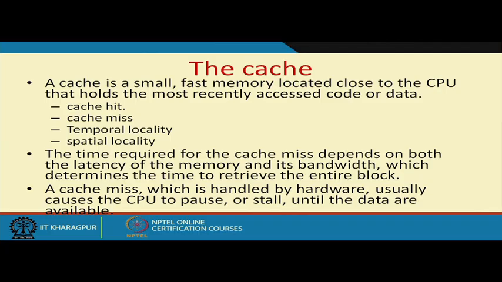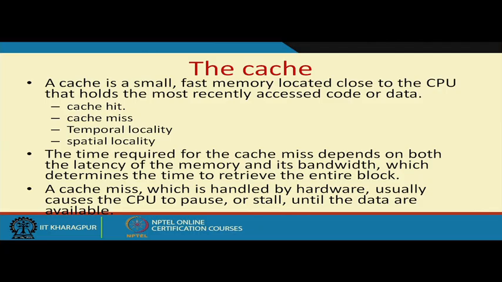If the data or instruction is available in the cache, it is called a cache hit, otherwise it is a cache miss. We were discussing this principle of locality. It can be temporal locality, which means the data which is accessed now is going to be accessed again in the near future. And spatial locality says, if I am accessing a small chunk of data, the data immediately next to it I am going to access next.